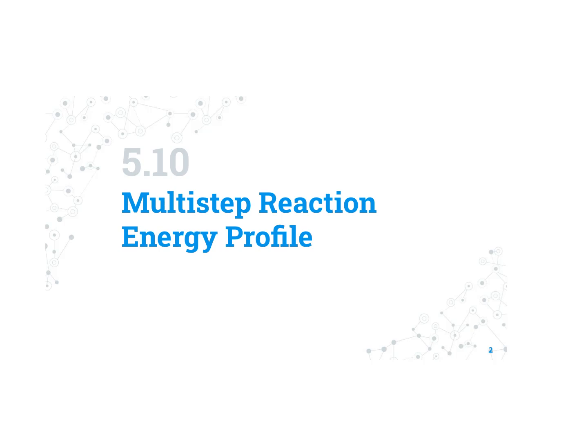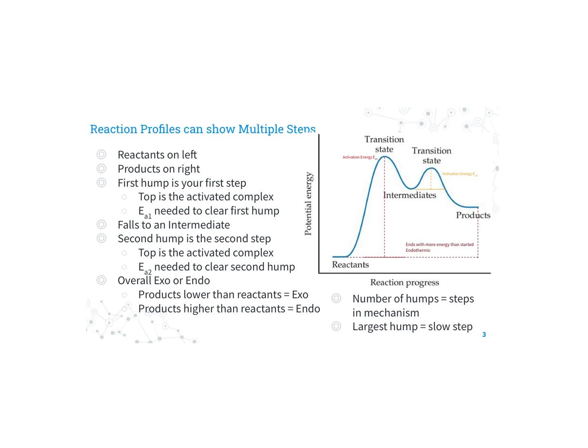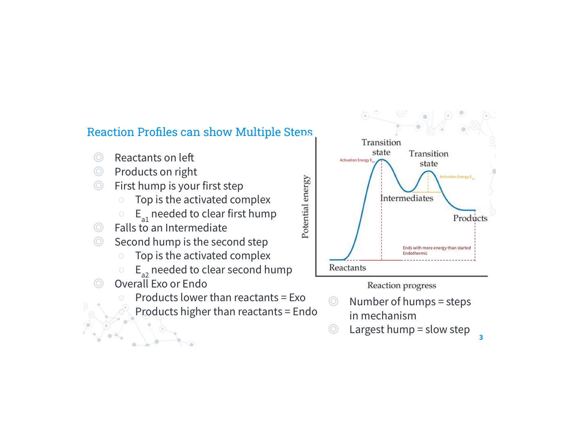Hi everyone, today we're covering topic 5.10, multi-step reaction energy profiles. So we saw this briefly before, but if we have a reaction profile with multiple steps, in other words, we have an intermediate somewhere in the reaction, we end up having two different transition states and this well directly in the middle of the reaction. Of course, we have our reactants on the left and our products on the right.